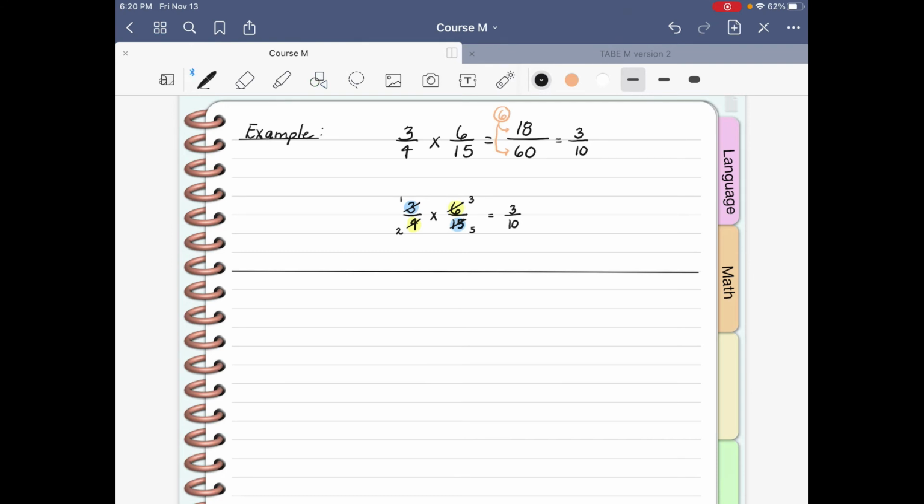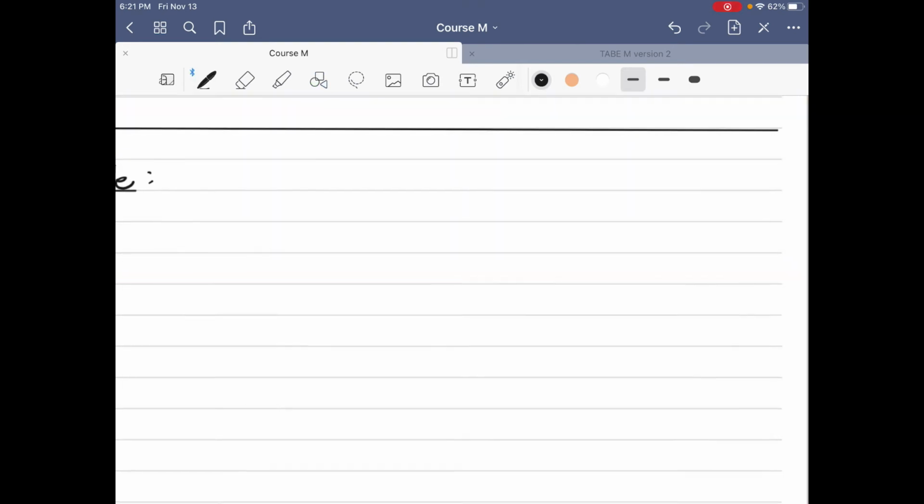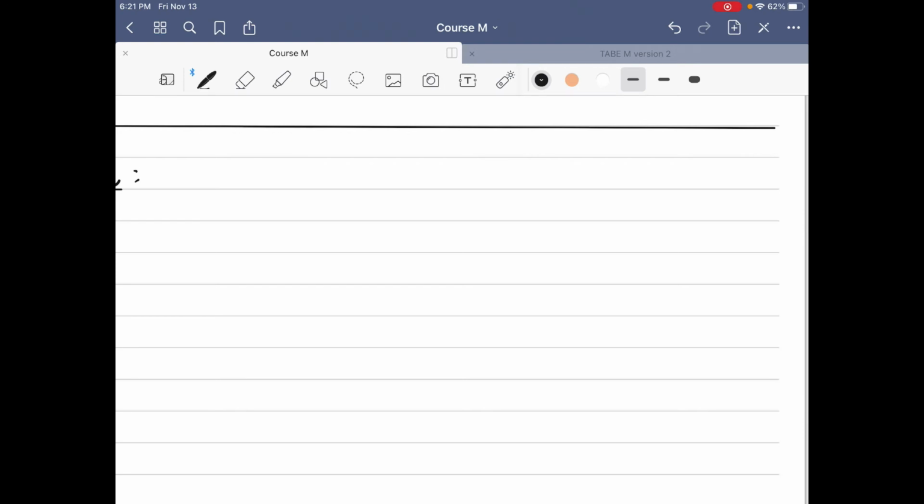Let's do 2 more, and one of them I will show you the calculator. Let me show you this one though, because sometimes you have more than 2 fractions. So let's do 2/3 times 6/8 times 4/5 times 1/2. So we need to multiply 4 fractions right here.